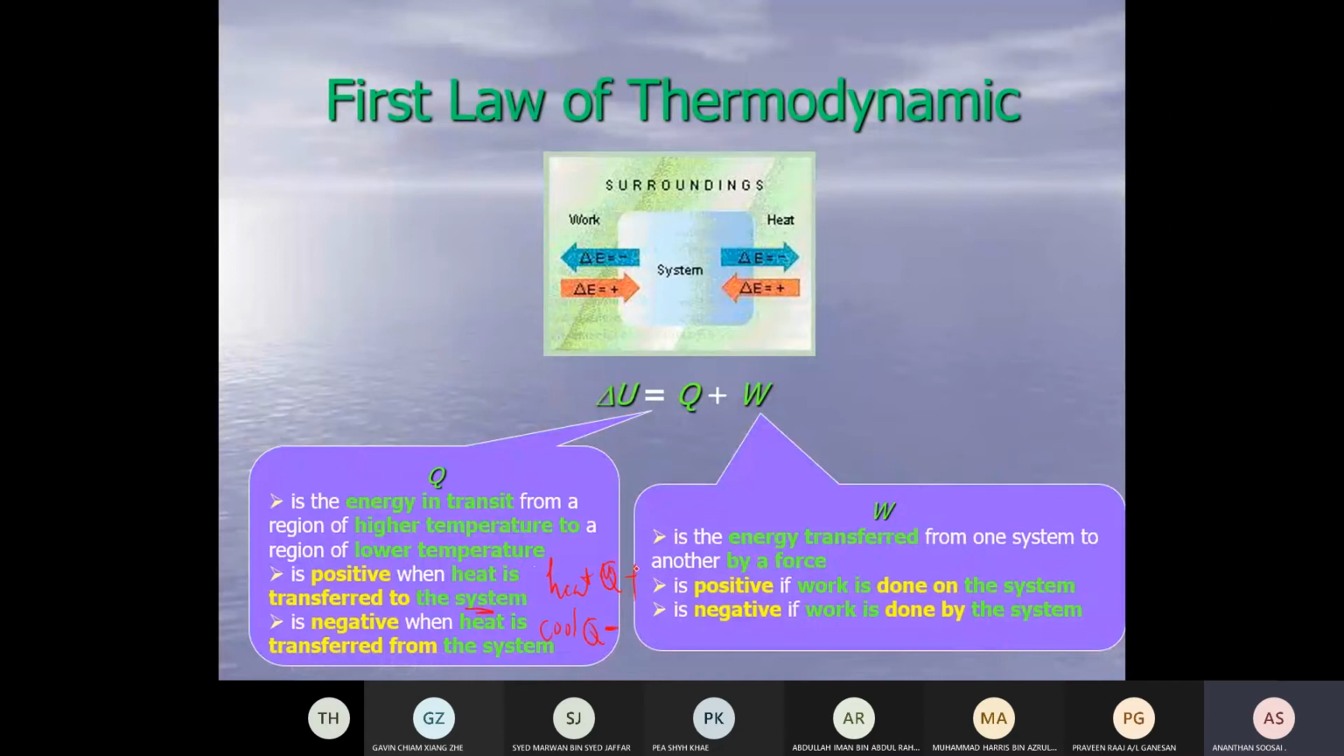Heat, Q positive, gives a positive effect to the internal energy. Cool, Q negative, gives a negative effect to the internal energy. Next, work is positive when work is done on the system. What I told you: when you compress, work is positive. Expand, work is negative.